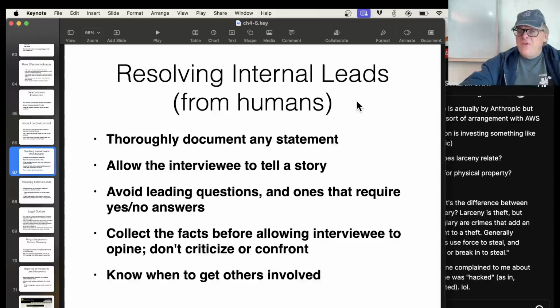And for internal leads from humans, you document the statement, interview people, you let them tell their story without interrupting them or biasing them, find out what they have to say, collect the facts. And you don't even need to tell them that you think they're stupid and this isn't really a problem. You don't need to say it. You just collect the facts, say, okay, we'll investigate it. You want to find out what they say. And if you decide it doesn't matter, that's fine. But there's no point arguing with them or anything. You just want to know what they have to say.